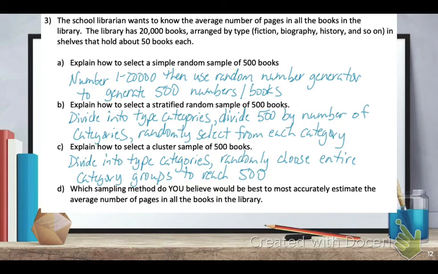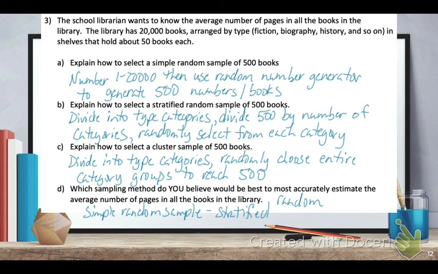Which sampling method do you believe would be best to most accurately estimate the average number of pages in all the books in the library? So, if we think about it, a simple random sample would be good. Stratified random would probably be all right also, and it might actually be best in this situation. Because if you think about it, oftentimes certain types of books hover around a certain number of pages. So history books may, on the whole, have a longer page count than maybe a biography or fiction.